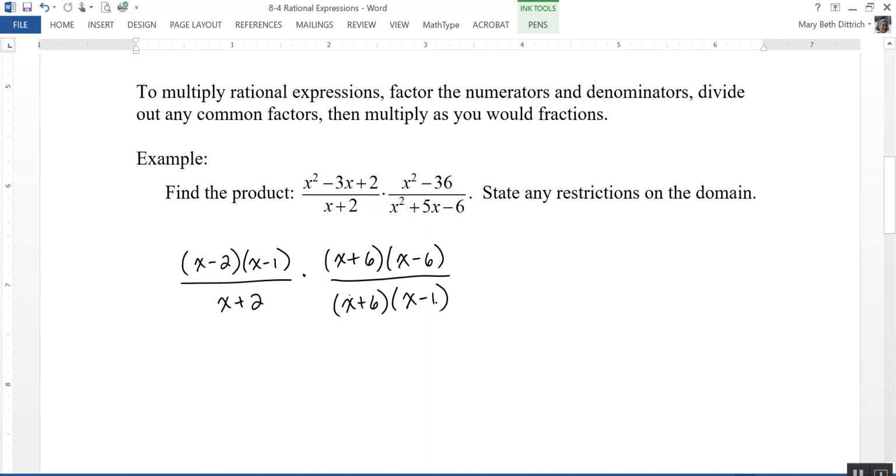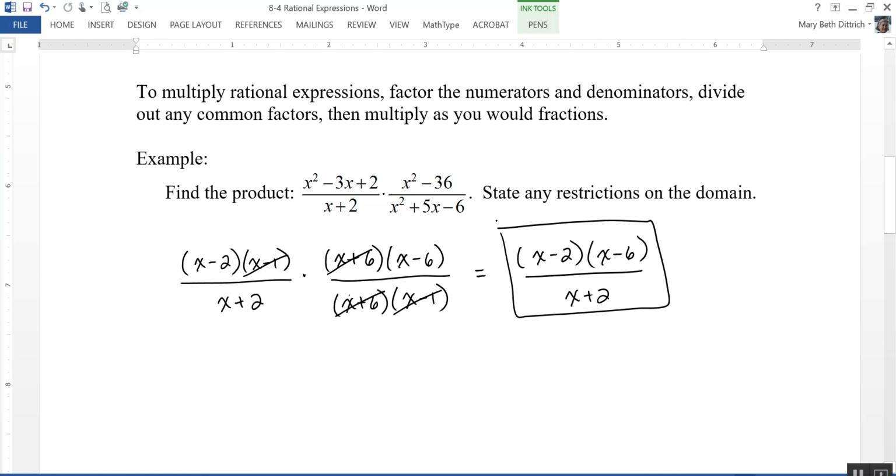I notice I have an x plus 6 and an x plus 6. Those can cancel. I have an x minus 1 and an x minus 1. And I think that's it. I cannot cancel x minus 2 and x plus 2 because they're not exactly the same. So my simplified rational expression is going to be the quantity x minus 2 times the quantity x minus 6 all over x plus 2.